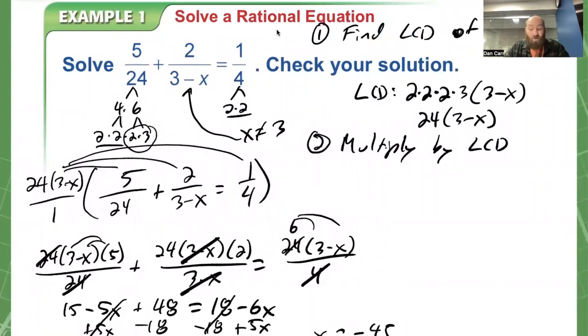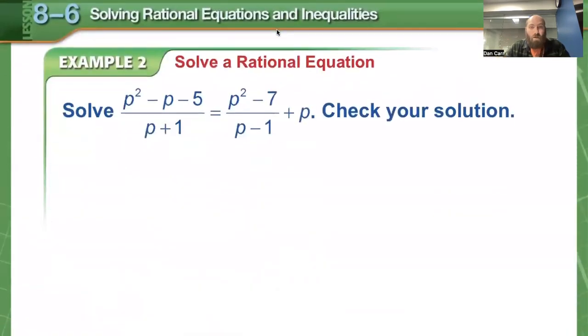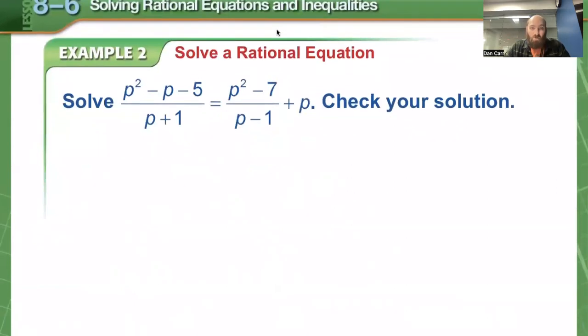All right, so let's keep going for some more examples. When we do something like this, it's a little bit more complicated, but again, just like we did before, we can factor it out first, figure out my least common denominator, and multiply through by that. So if I factor this out, we get p squared minus p minus 5. That is going to be p, 3 minus 3p plus 2 over p plus 1.